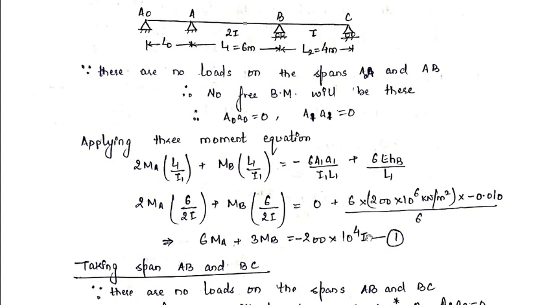See, the value of capital I is given in the question, but right now you don't need to put the value of I. Okay, so we will get this equation as equation number 1. Now we will take the span AB and BC.